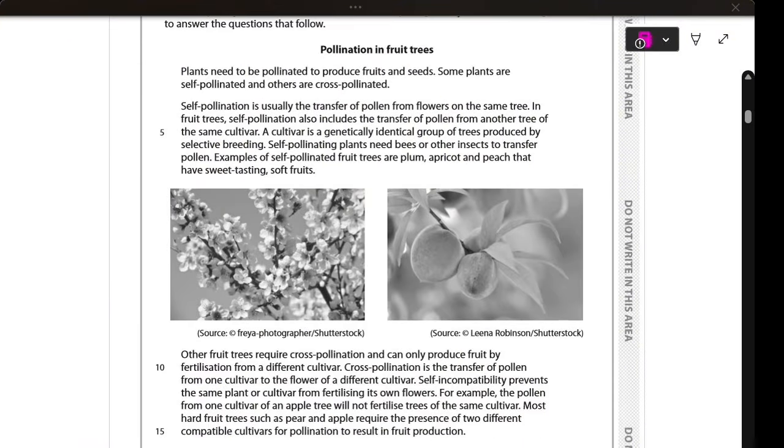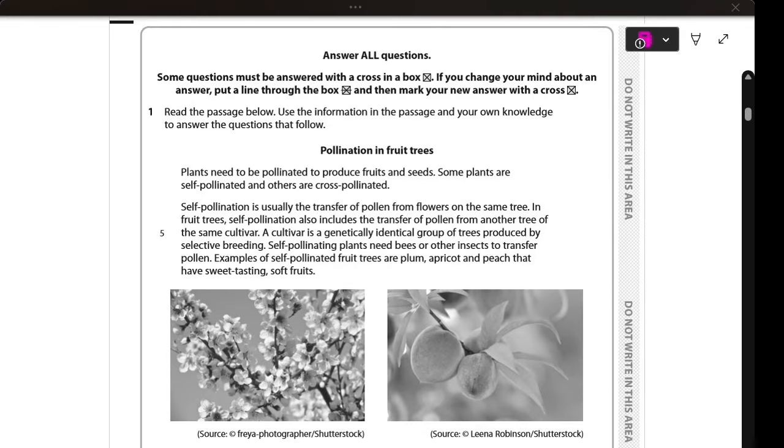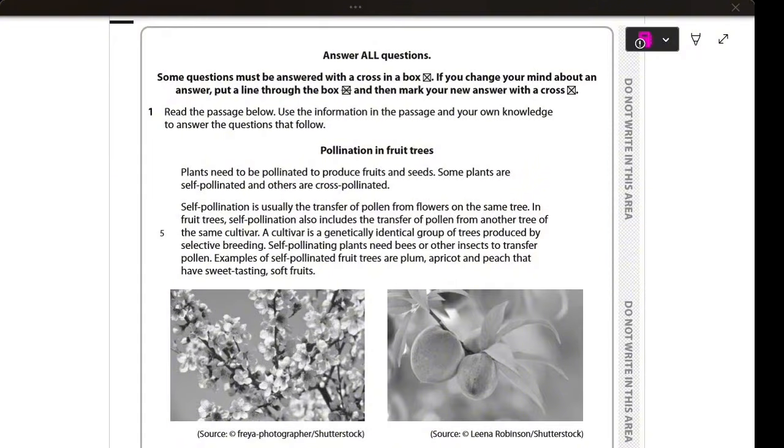So here we have a passage about pollination in fruit trees. Plants need to be pollinated to produce fruits and seeds. Some plants are self-pollinated and others are cross-pollinated. Self-pollination is usually the transfer of pollen from flowers on the same tree. In fruit trees, self-pollination also includes the transfer of pollen from another tree of the same cultivar. A cultivar is a genetically identical group of trees produced by selective breeding.